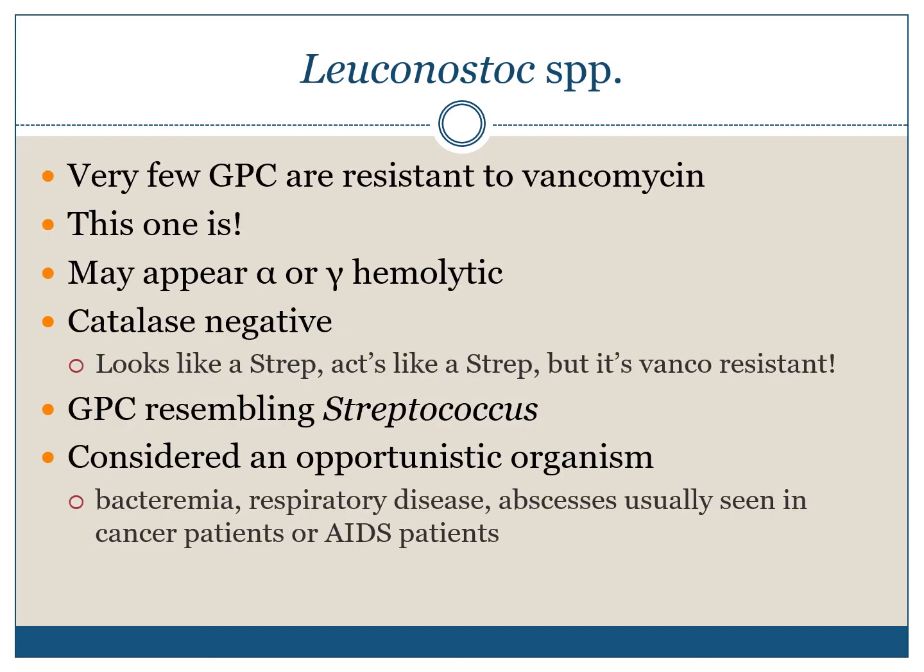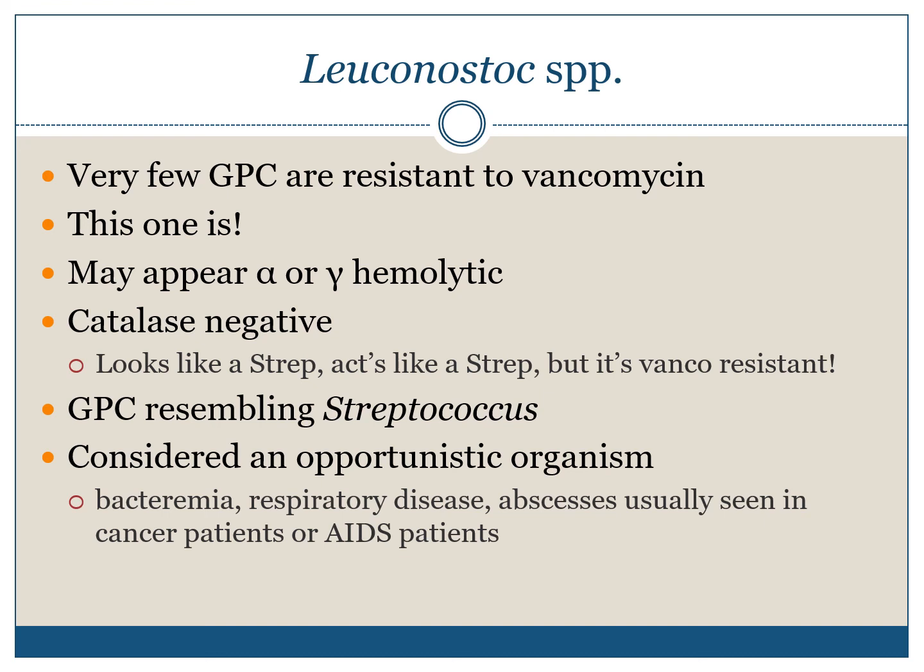Now, Leuconostoc is very interesting because it's an aerobic gram-positive cocci that is resistant to vancomycin, and there are very few gram-positive cocci that are, but Leuconostoc species is one that is resistant to vancomycin. They may appear somewhere between alpha and gamma hemolytic. It just sort of depends on the species. They're catalase negative, and they look like a strep and act like a strep, but it's actually vancomycin resistant, so we know we're not dealing with any typical Streptococcus.